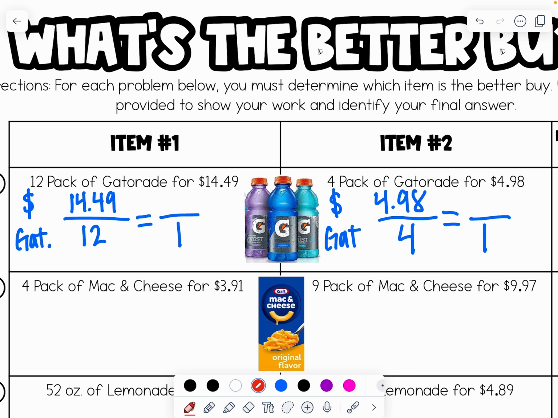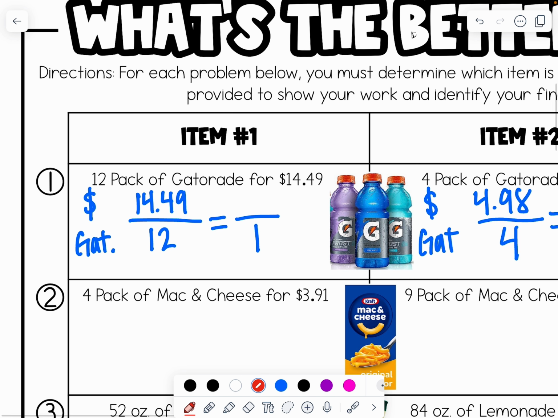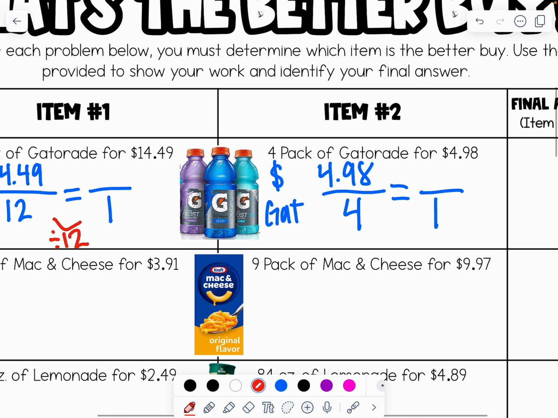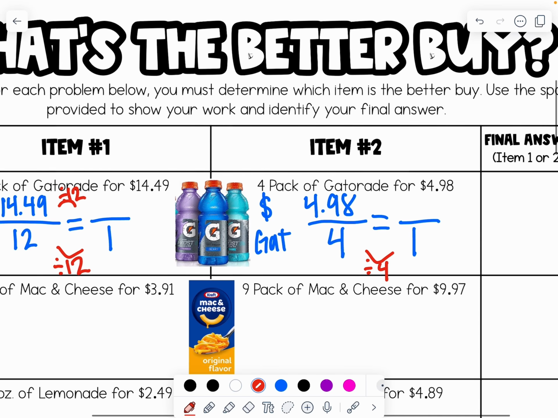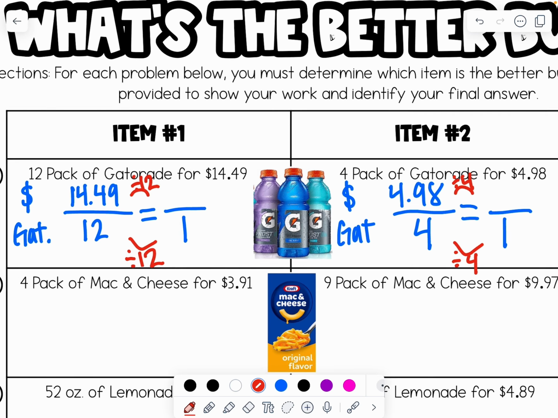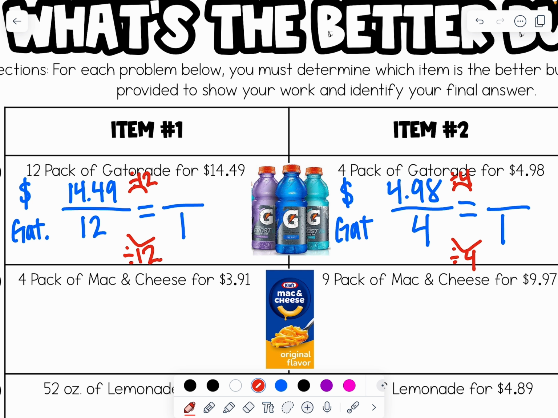So now, to go from there, on this first item, to go from 12 to 1, we divide by 12. And on the second one, to go from 4 to 1, we divide by 4. So whatever we do to the bottom, we do to the top. So up top, we have to do $14.49 divided by 12 and $4.98 divided by 4. Now you can use your calculator to solve this. So we would do $14.49 divided by 12. And you may get longer decimals on this, so just round.